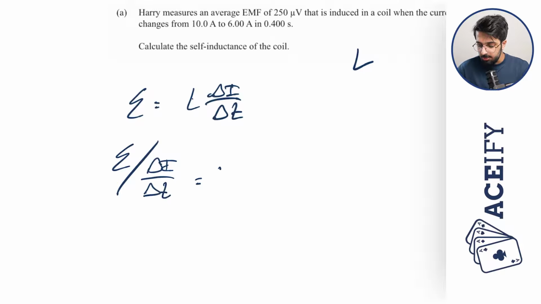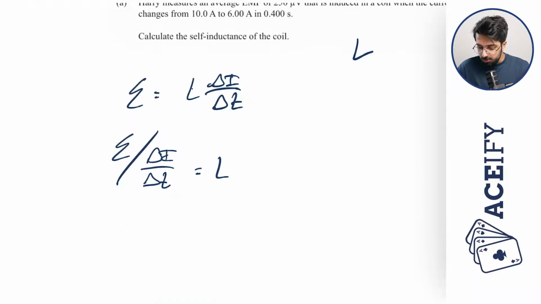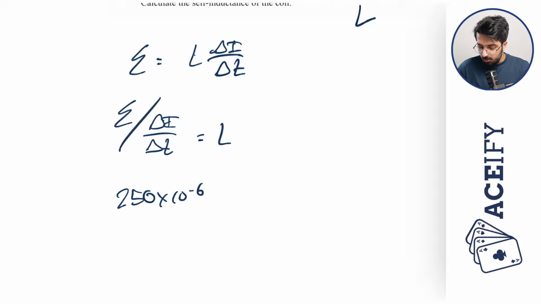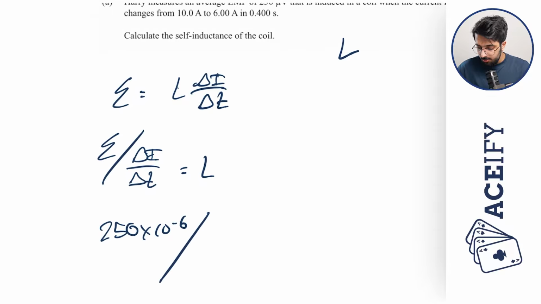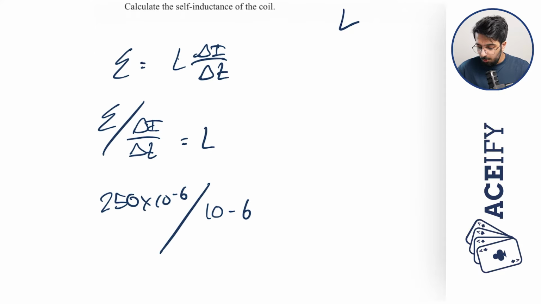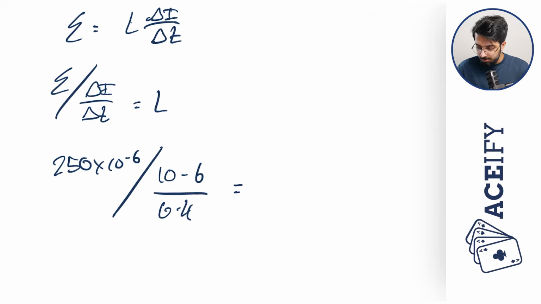And this is equal to our self-inductance. And so therefore, now plugging in our numbers, we have an EMF of 250 times 10 to the negative 6, and that is all over our change in current, which is from 10 minus 6. So that's 4, all over our time, which is 0.4 seconds, and this gives a self-inductance of 2.5 times 10 to the negative 5 henries.